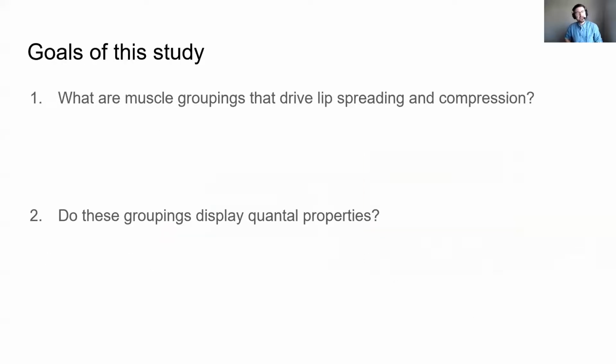So the goals of the current study are to identify what muscle groupings are sufficient to drive lip spreading and compression, and to check whether these groupings display quantal properties as we might predict.